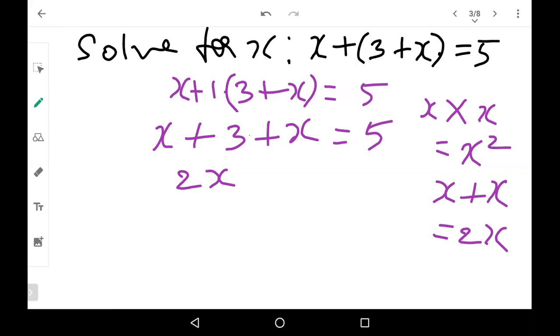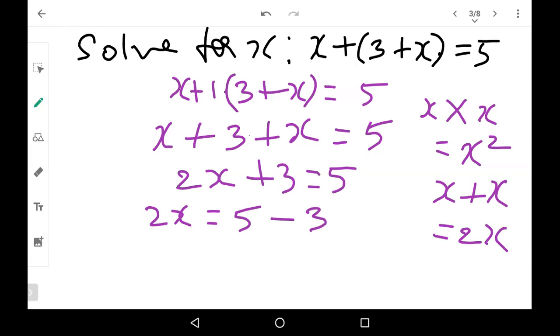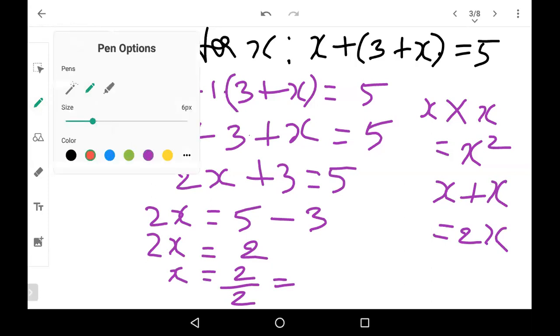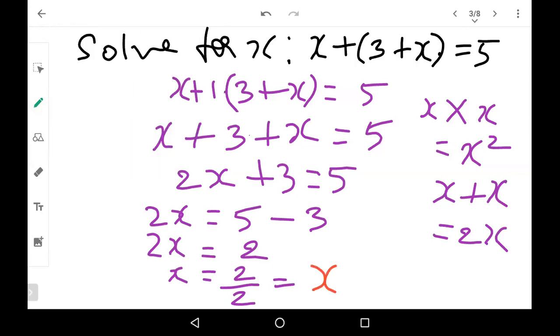Then 2x plus 3 is equal to 5. Now let us bring all the constants to one side. 2x is equal to 5. If I take 3 to the other side, it will become minus 3. Very good. So 2x is equal to 5 minus 3, which is 2. x is equal to 2 by 2, which is nothing but x is equal to 1.